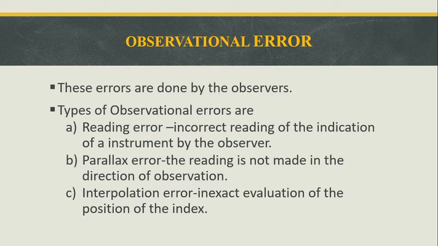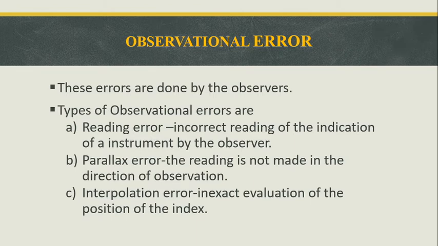The parallax error is nothing but the reading is not made in the direction of observation. We have to note the value in a straight direction, but sometimes we note the value in an angular direction. In these kinds of wrong aspects, we get the wrong value.